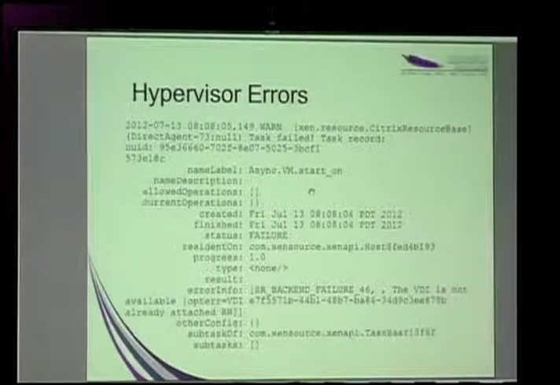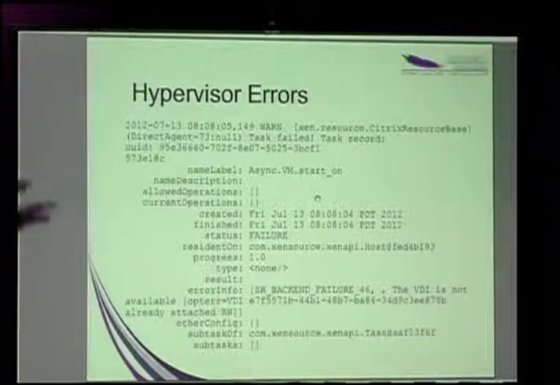so hypervisor errors will show up in the CloudStack logs and management server log. In this case, we have a Xen server error. This is not too common anymore. It used to be a big problem with this SR backend failure 46. And if you get my slides, there's a solution. It's like four steps to fix the SR.